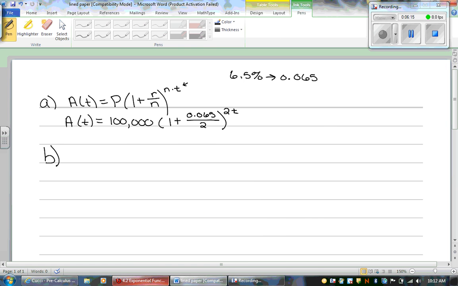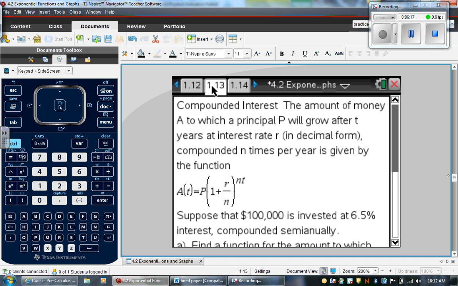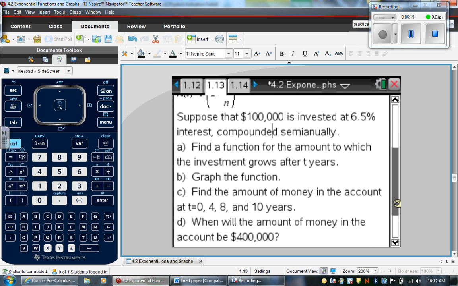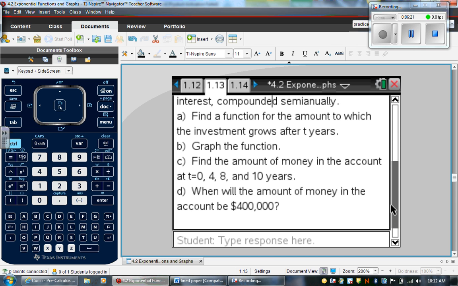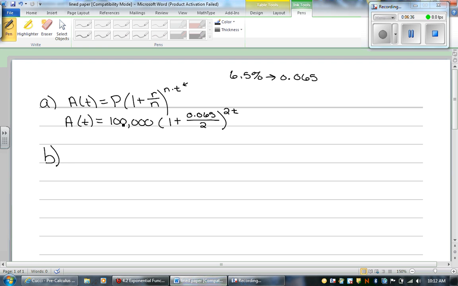Okay, so C wants us to find the amount of money in the account at t equals 0, 4, 8, and 10 years. When will the amount of money in the account be 400,000? So since I have a function, this is actually very simple for us to calculate. Okay, we've got a nice function for us here. Put that in calculator.